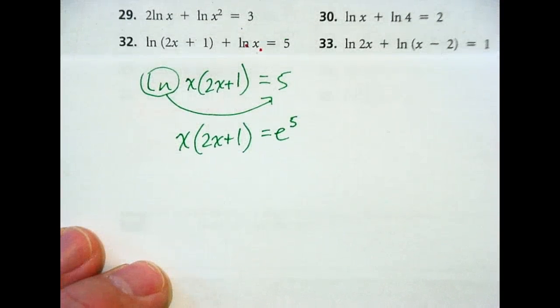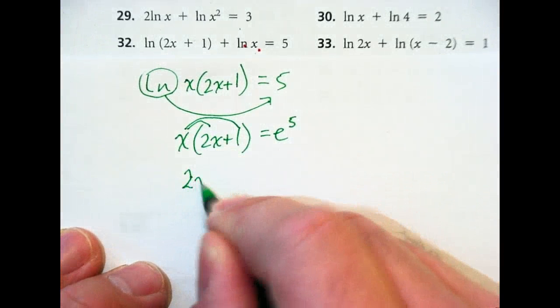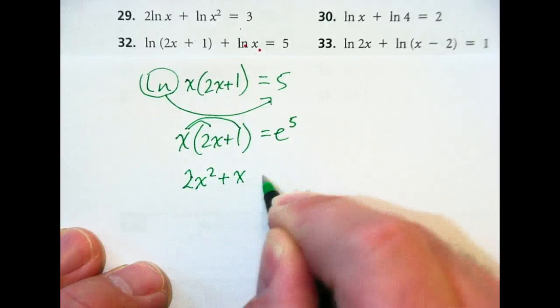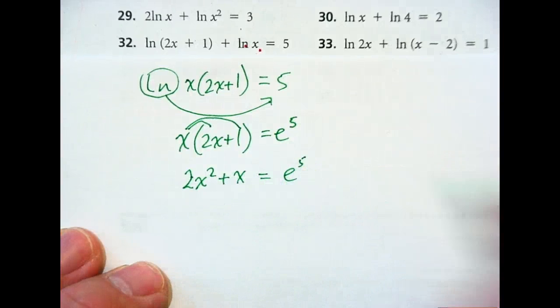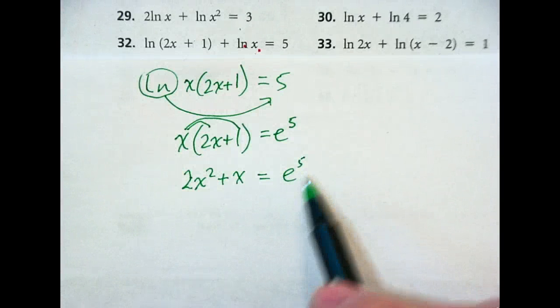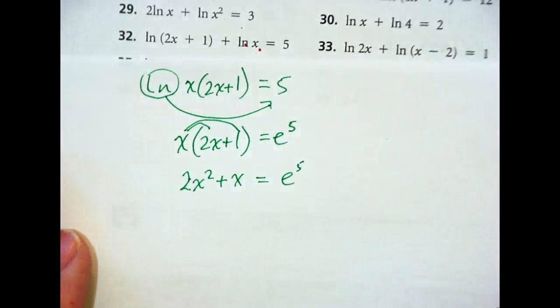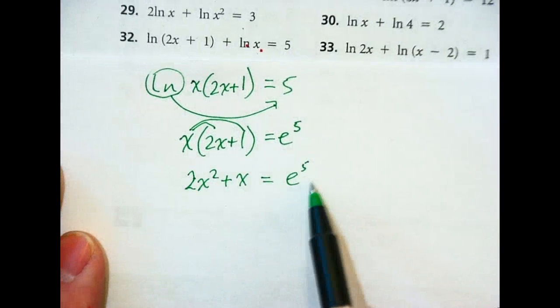Okay, how many made it that far? All right, and we can bring that in, get 2x squared plus x equals e to the 5th. So what you got to train your mind is anytime you see e, it's not a variable, it's actually a number. E to the 5th is a number. Okay, so right now you have a quadratic on one side, and over here you have e to the 5th.